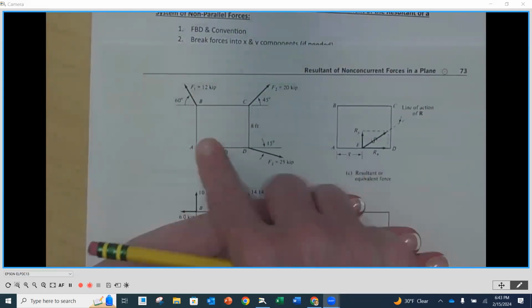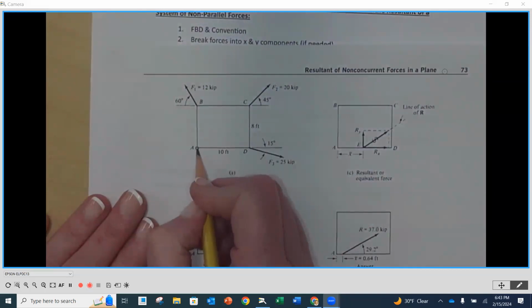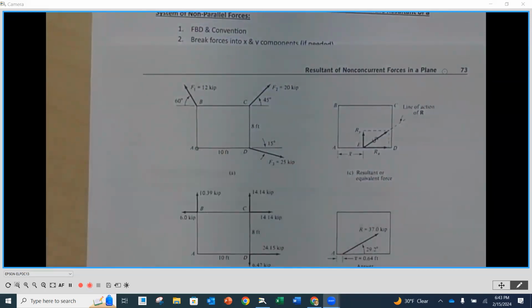So going back over here, page 73, here's the illustration that they're referring to, okay? So up here is our original diagram. And what we want to do is find the resultant with respect to that lower left-hand corner where point A is, okay?